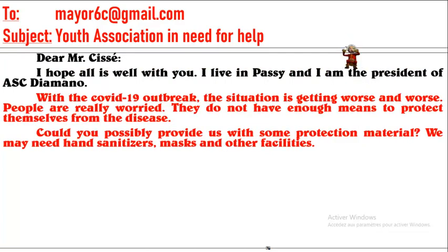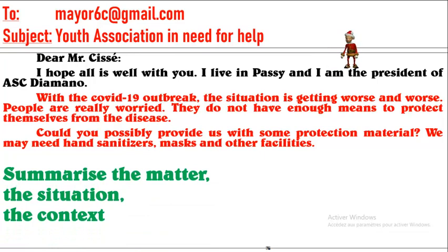Then, with the COVID-19 outbreak, the situation is getting worse and worse. People are really worried. They do not have enough means to protect themselves from the disease. Could you possibly provide us with some protection material? We may need hand sanitizers, masks, and other facilities. Here, you set the context of the email. You summarize the situation and you make your request. So here is the situation summary, the context, and here is your request.